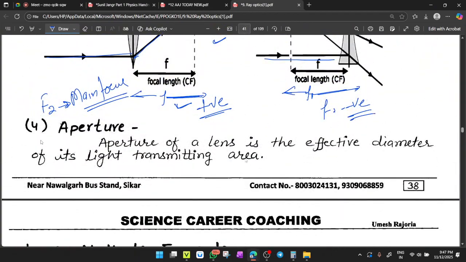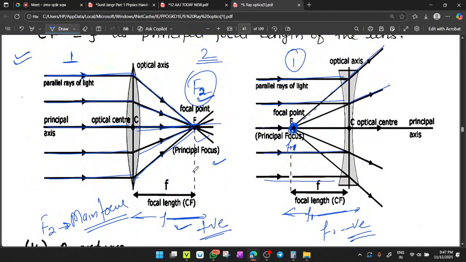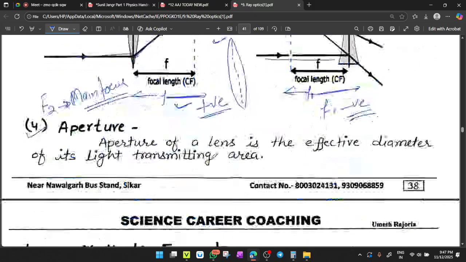Yes, let us see the next very important formula of this chapter, lens maker's formula. And before that, aperture. What is aperture? Aperture of a thin lens is the effective diameter of its light transmitting area. So this is the aperture. Like this is a lens, so this part is called aperture. Clear? This part is called aperture.